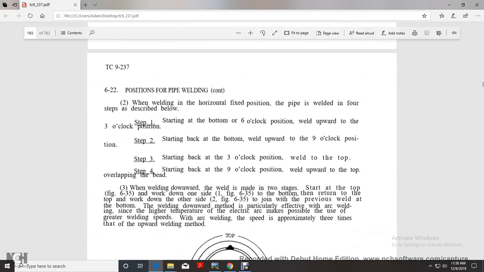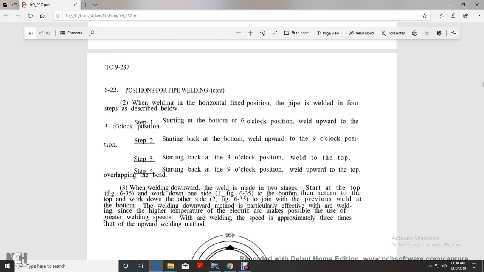Welding the horizontal fixed position of the pipe is done in the four steps described below. Step 1: start at the bottom, the 6 o'clock position, and weld upward to the 3 o'clock position. Step 2: start back at the bottom and weld upward to the 9 o'clock position. Step 3: start back at the 3 o'clock position and weld at the top. Step 4: start back at the 9 o'clock position and work upward toward the top, overlapping the upward bead.